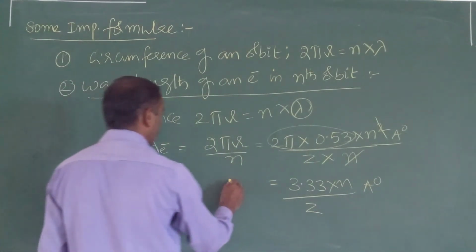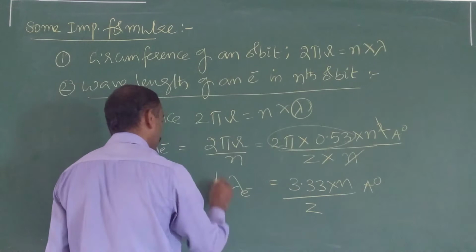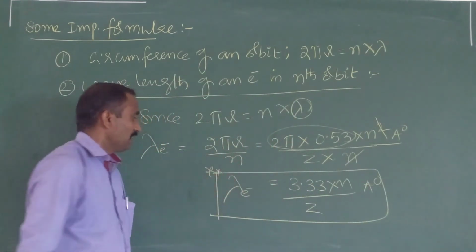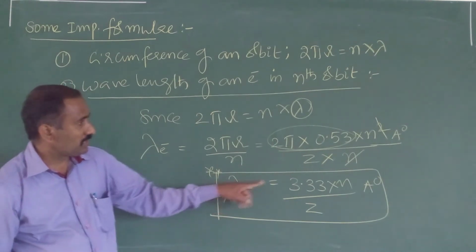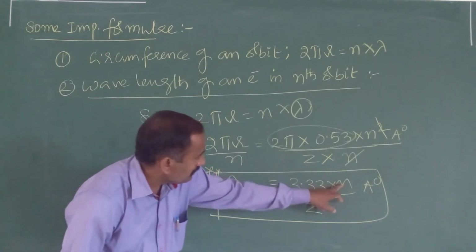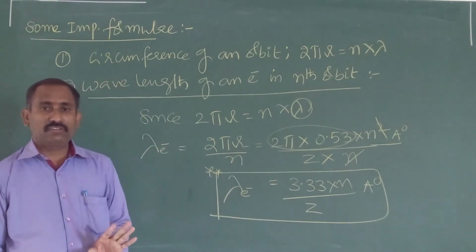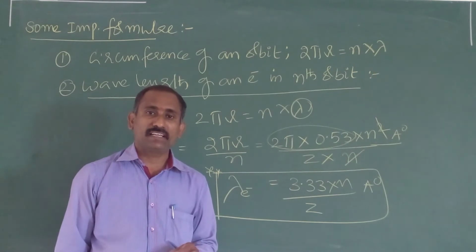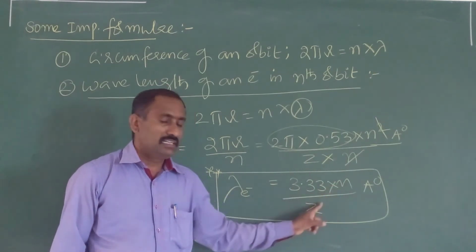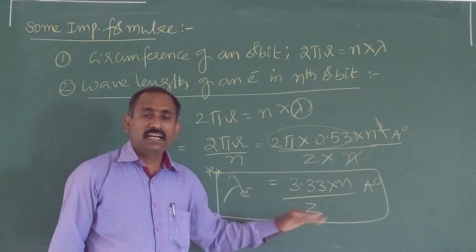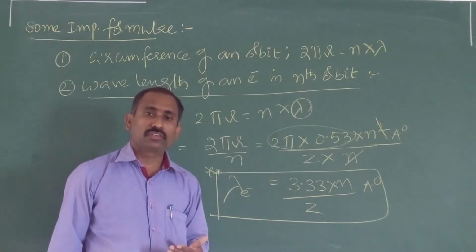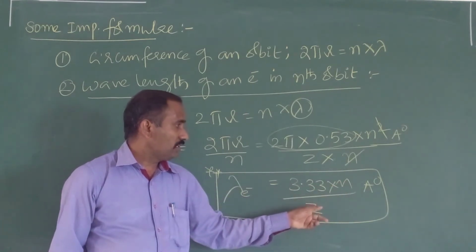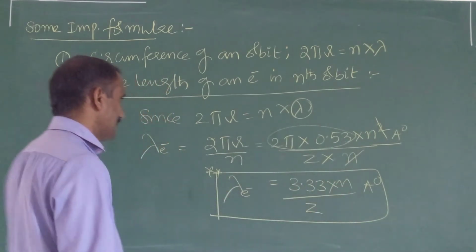Wavelength of an electron in nth orbit: leave this explanation, at least this final formula should be remembered. Shortcut formula, 3.33 into n by z. Sometimes they will ask, calculate the wavelength of the second orbit of He plus ion. Second orbit, n value 2, and He plus atomic number 2. Otherwise, calculate the wavelength of the fourth orbit of hydrogen atom. So fourth orbit, n value 4, hydrogen atom, z value 1. 3.33 into n by z.